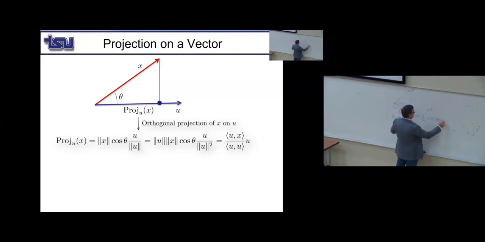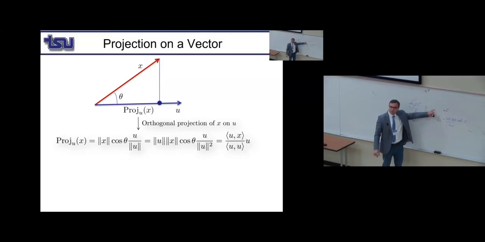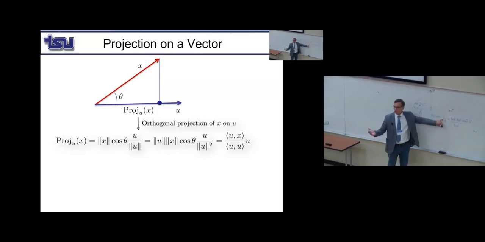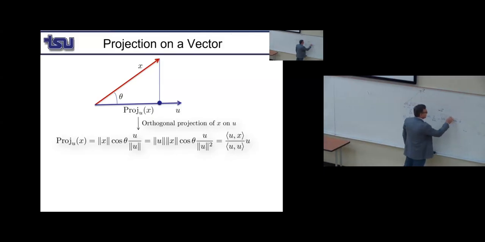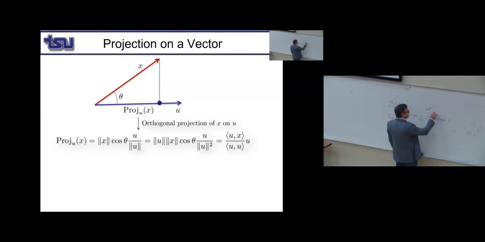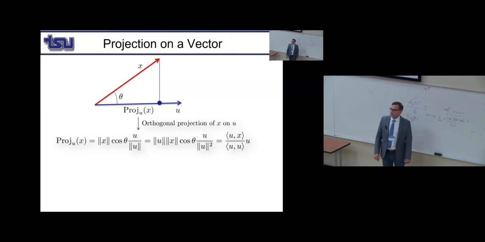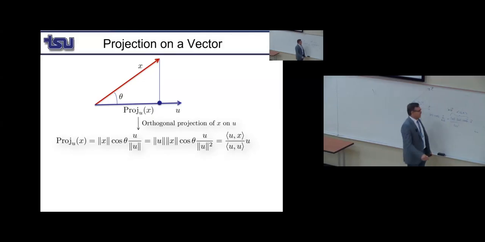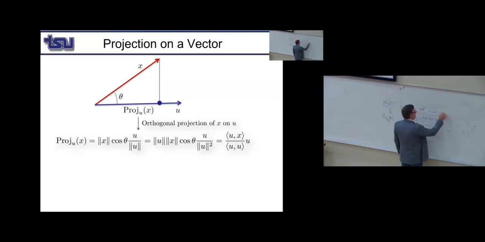U cosine theta times u divided by u squared. Is that right? I'm going to multiply both sides with the length of u. Do I lose anything? No. All right. So this guy, if you remember in the early morning, this is nothing but u times x, the inner product of u and x.